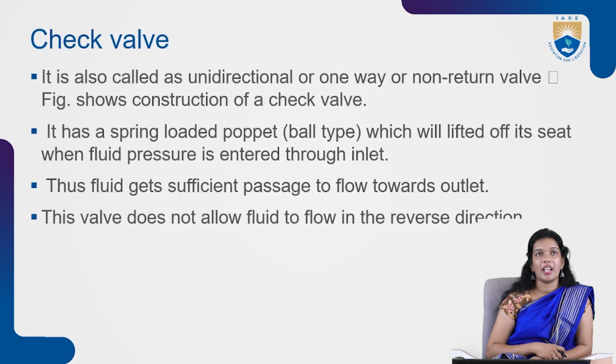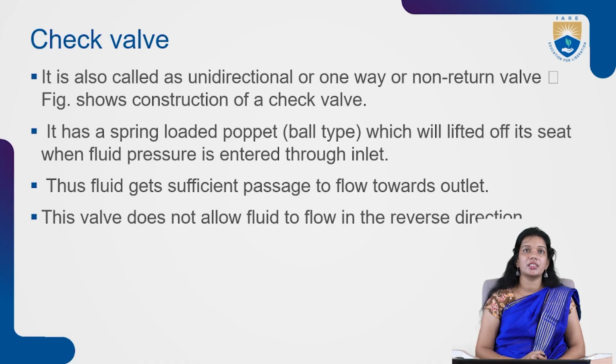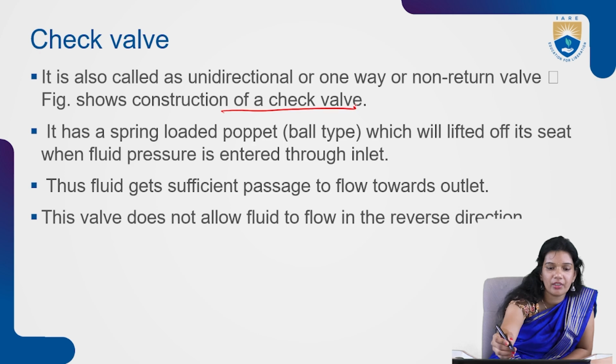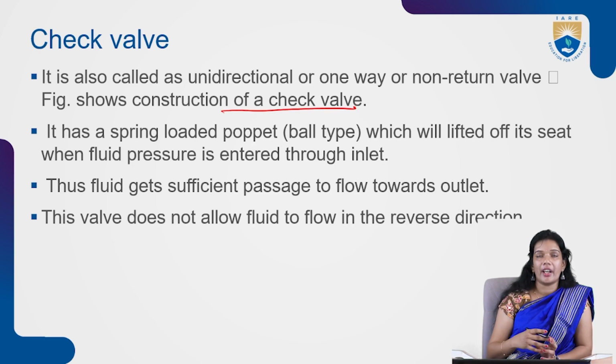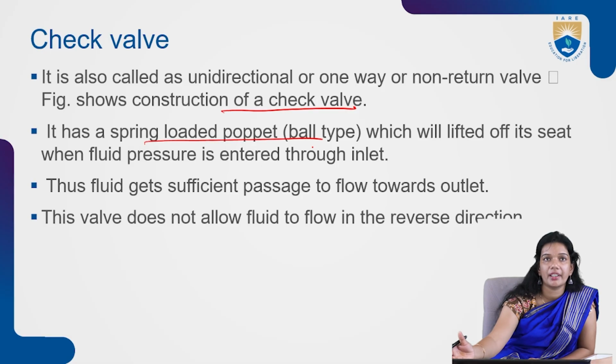Then last we have check valves, right? When you talk about check valves, they check the proper flow. It is also called a unidirectional, one-way or non-return valve, right? It is completely going to be in a single direction. There is no return. You have a figure which shows the construction of a check valve. This unidirectional, non-return valve has a spring-loaded poppet, a ball type, which will be lifted off its seat when the fluid pressure enters.